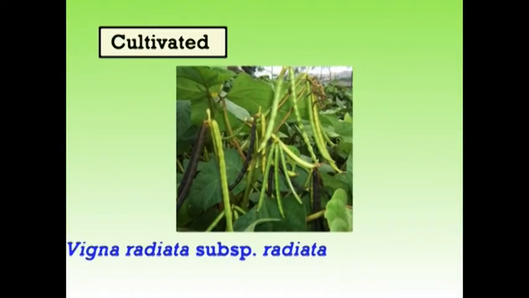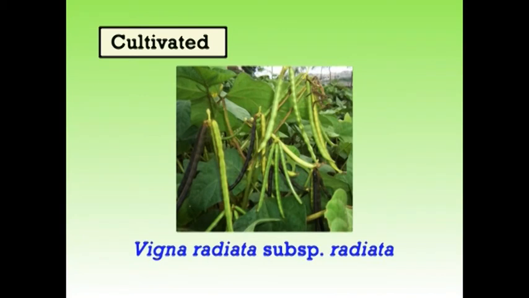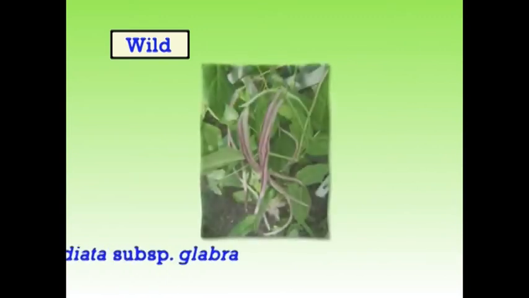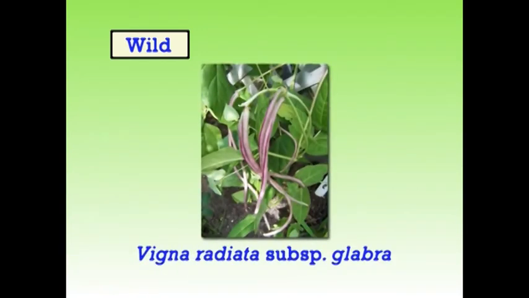Now let's see about its classification. There are three subgroups of Vigna radiata. One is cultivated, that is Vigna radiata subspecies radiata, and the other two are wild. The first one is Vigna radiata subspecies sublobata, and the other one is Vigna radiata subspecies glabra.